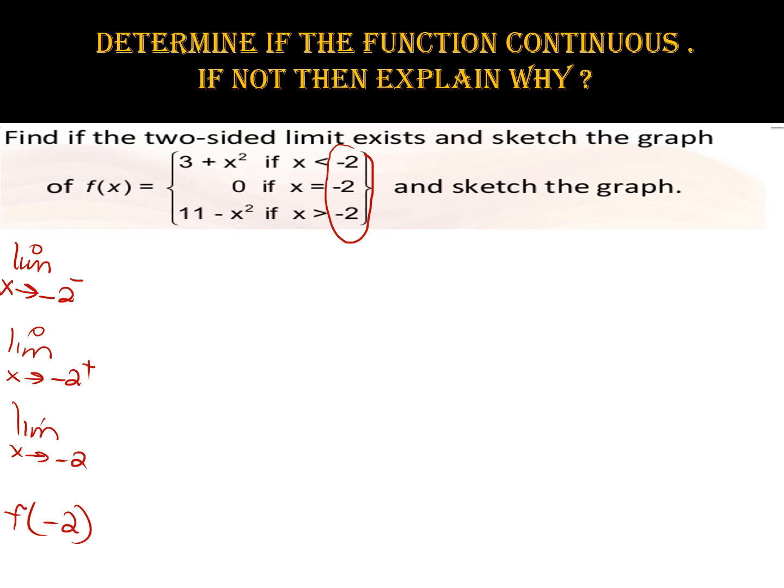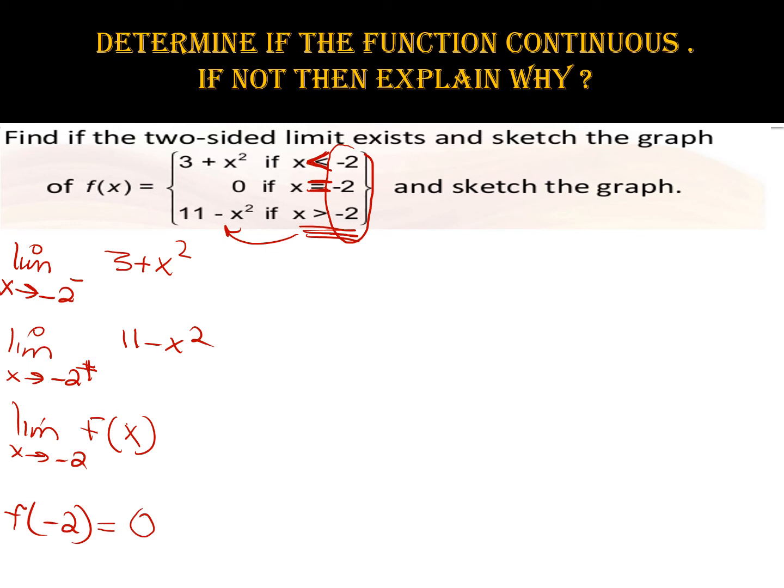Okay, -2 from the left side means x should be less than -2. So here is the less than sign, so you will use the equation 3 plus x squared. -2 from the right-hand side means x should be greater than -2, so you will use our third equation, that is 11 minus x squared. Now for reading the limit from both sides, you just write f of x, the name of the function. And f of -2 means wherever you have the equal sign. So here is the equal sign, which equals 0.